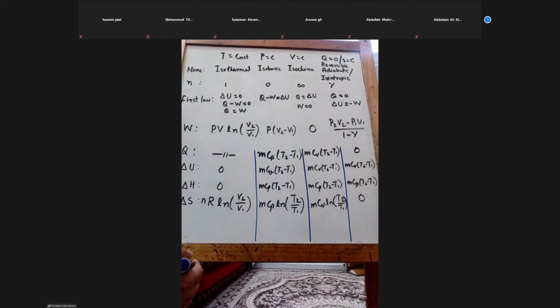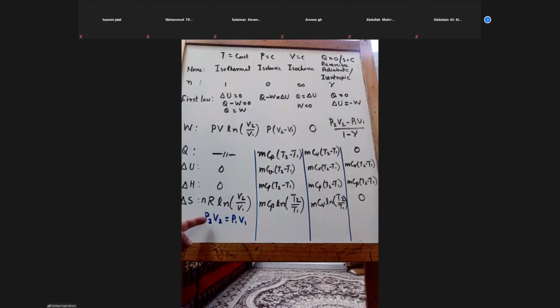Volume will decrease. Or you can write P2 V2 is equal to P1 V1. This is the relation because temperature is constant. So the product of pressure and volume will be constant.